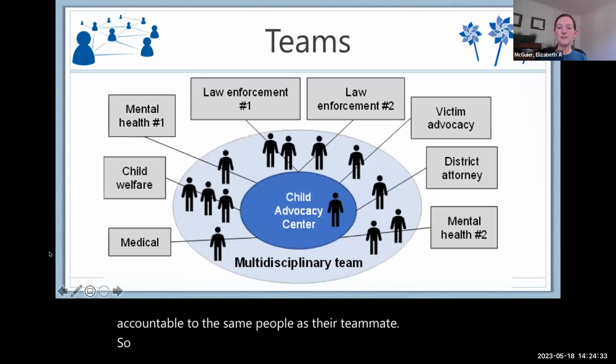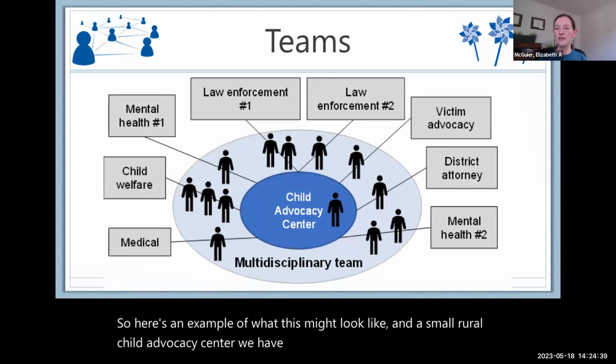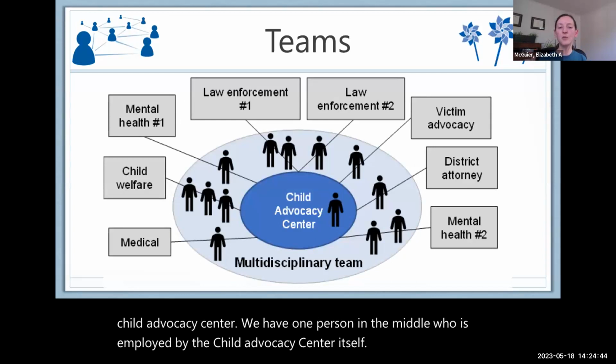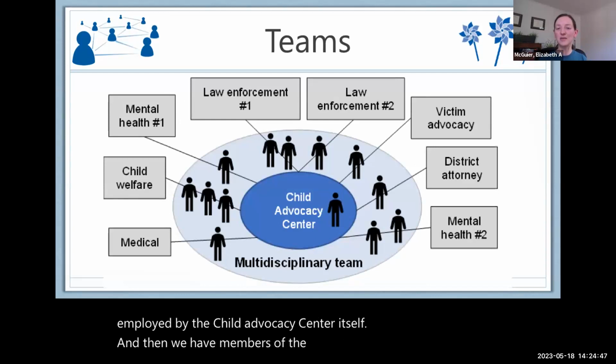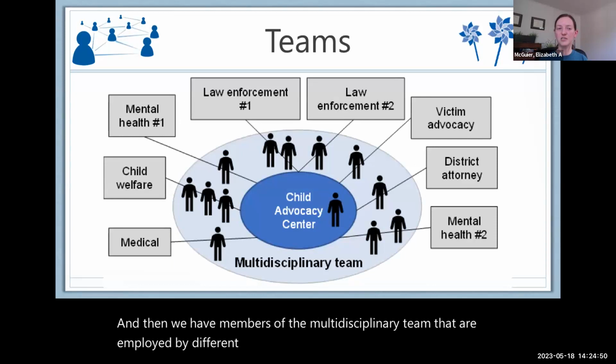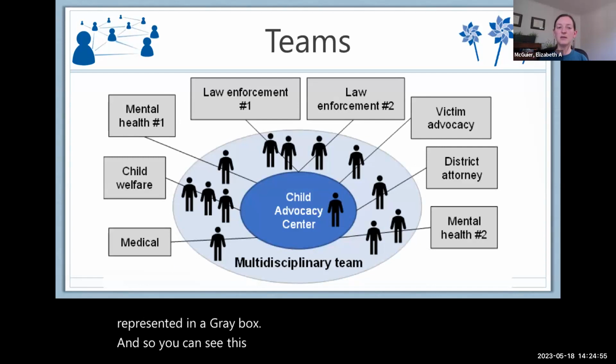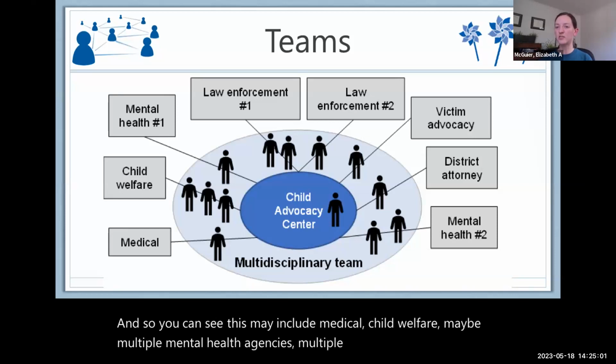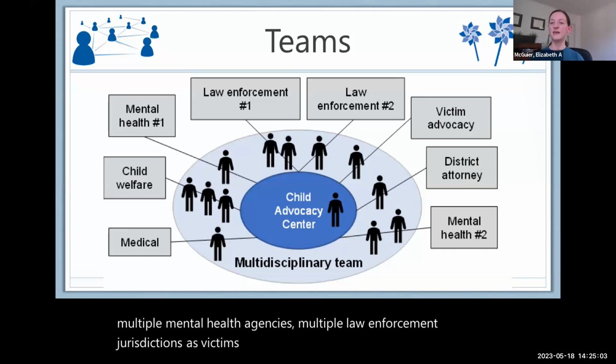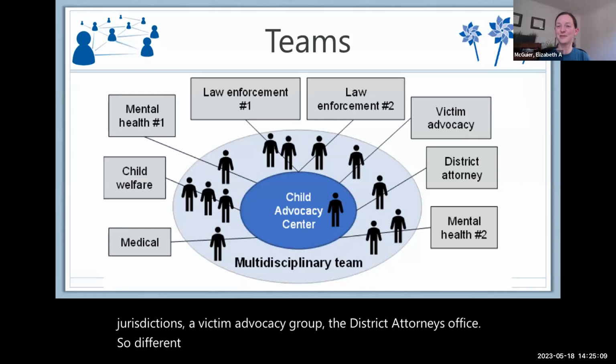So here's an example of what this might look like in a small rural child advocacy center. We have one person in the middle who is employed by the child advocacy center itself. And then we have members of the multidisciplinary team that are employed by different agencies, with each of the agencies represented in a gray box. And so you can see this might include medical, child welfare, maybe multiple mental health agencies, multiple law enforcement jurisdictions, a victim advocacy group, the district attorney's office. So different disciplines, different organizations, and different systems, but they're all part of the same team.